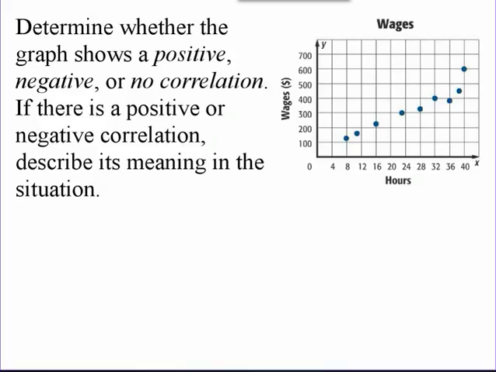All right, so this group right here, what is it? Positive. Okay, it's positive correlation, and what does it mean? The longer you work, the more money you get. The more hours you work, the more money you're going to make. And that should make sense because generally, the more hours you put in, the more money you are going to make. So let's go ahead and look at this next one.